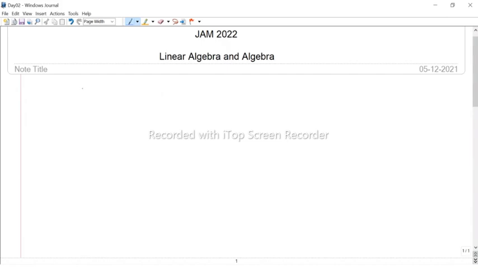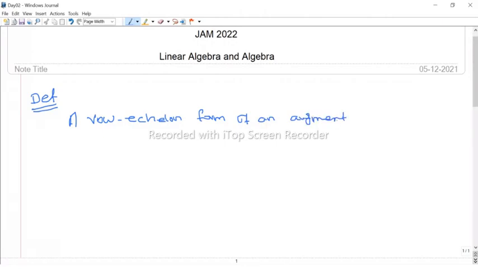So definition, row echelon form. A row echelon form or echelon form of an augmented matrix is of the following.